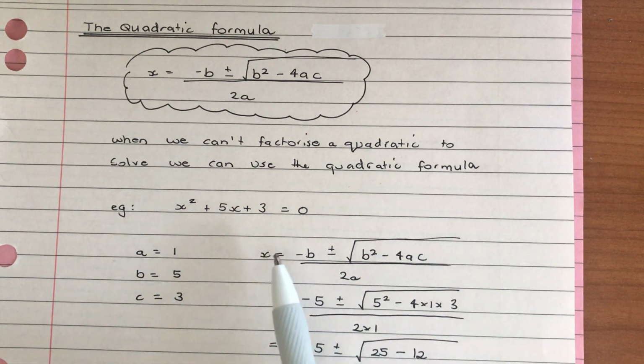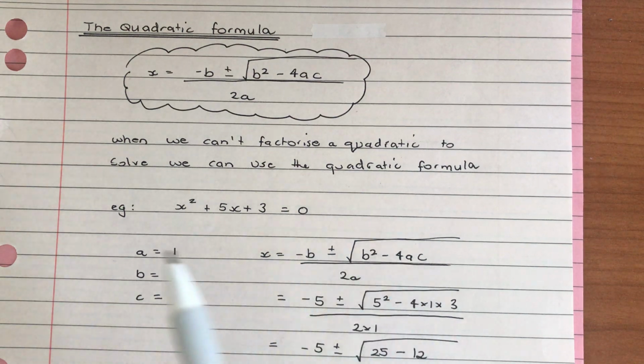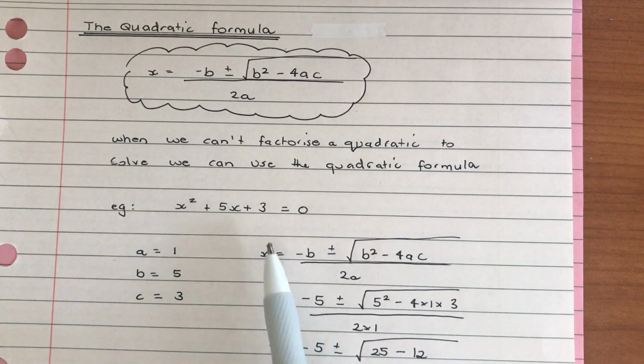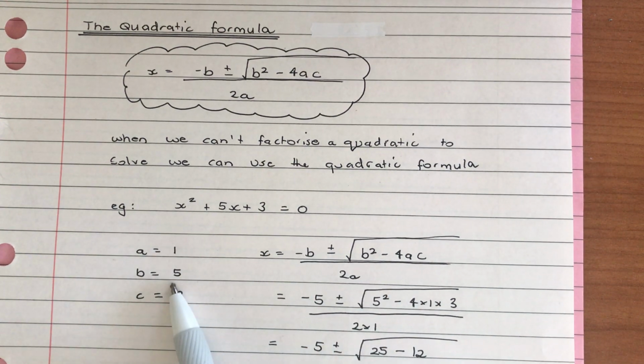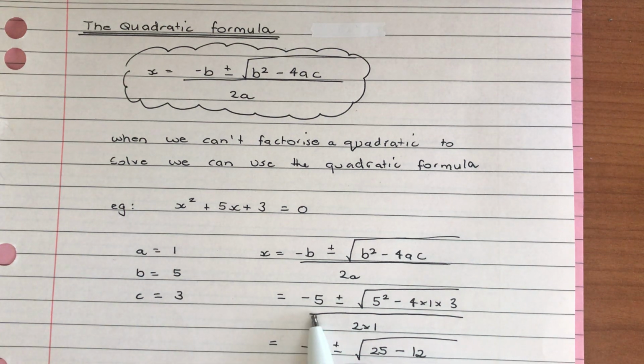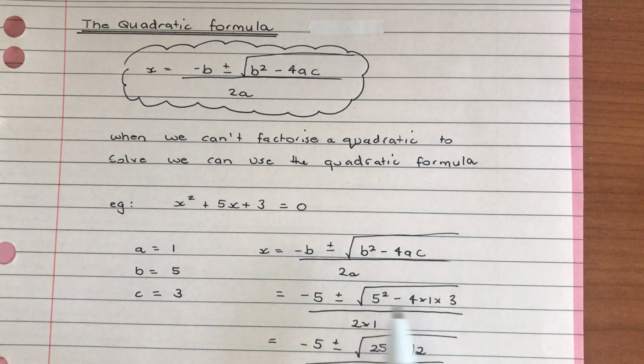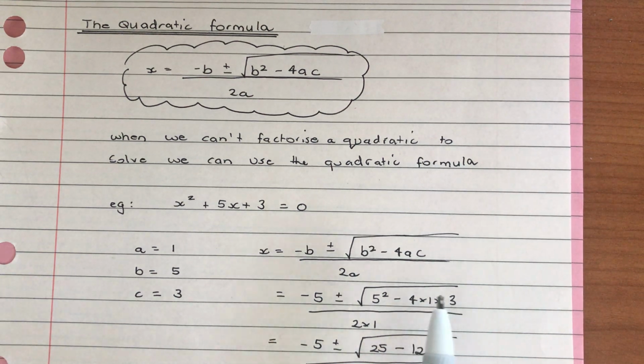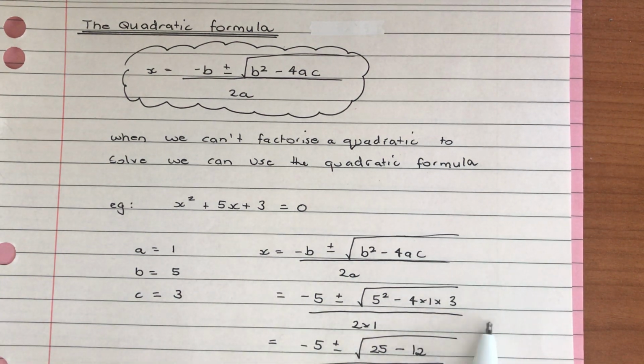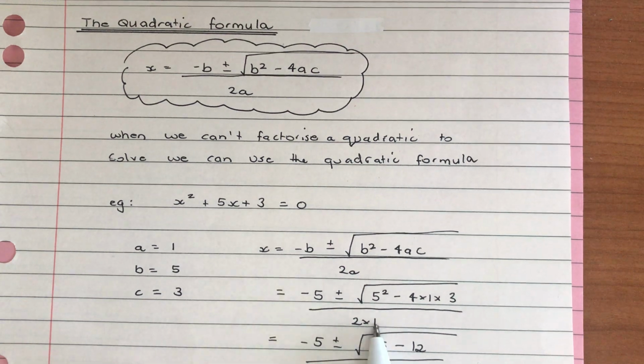So when we start our question, we write down that formula and then we put those parts in. We're putting negative b, so our b is 5, so negative b will be negative 5. If our b was a negative number, obviously that would become positive. Then we've got plus or minus the square root of 5 squared, take away 4 times 1 times 3, because a is 1 and c is 3, and that's over 2 times 1, because our a is 1. We can then work that out.